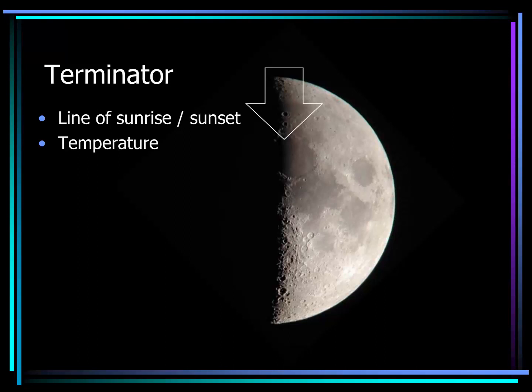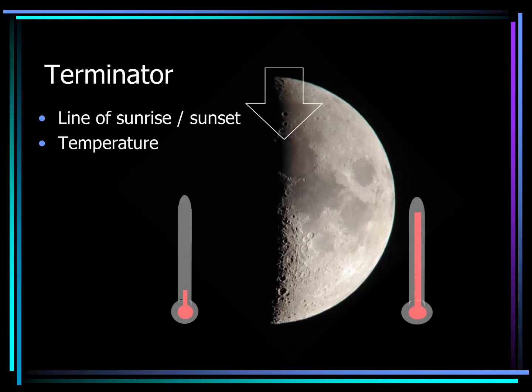Another note while we're talking about this image is the temperature on the Moon. The Moon experiences extreme temperature variations. Daytime temperatures on the Moon may rise well above 130 Celsius. In the night, it will drop down to a very chilly -170.